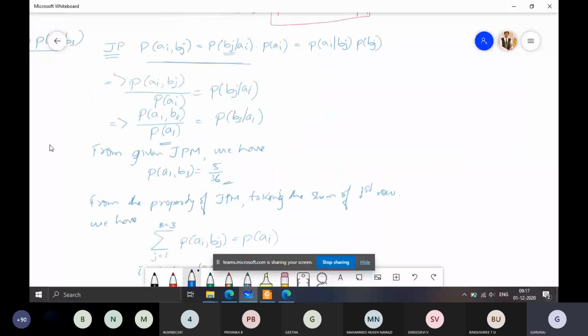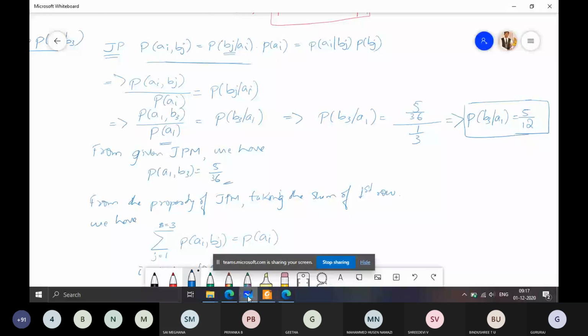Yeah, so next. So we'll use this formula now. So P of B3 by A1 is equal to... Now what about P of A1 comma B3? Joint probability of A1 comma B3, it is 5 by 36 divided by P of A1, we just found out. What is that? 1 by 3. So this implies, what you will get for P of B3 by A1? 5 by 12. So this is P of B3 by A1.